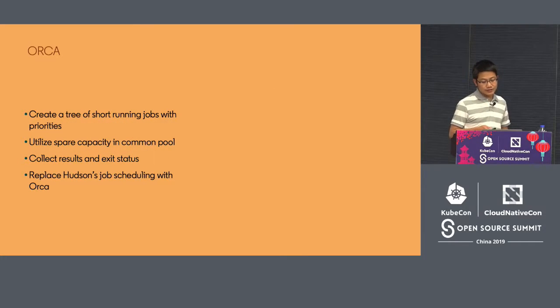Other than the long-running service jobs, we also have batch jobs orchestrated through Orca. Orca was started as our internal Jenkins replacement. Basically, it creates a tree of short-running jobs with priorities, and then utilizes spare capacity in our common pool. When there are no available resources in the common pool, the jobs will remain in the queue.